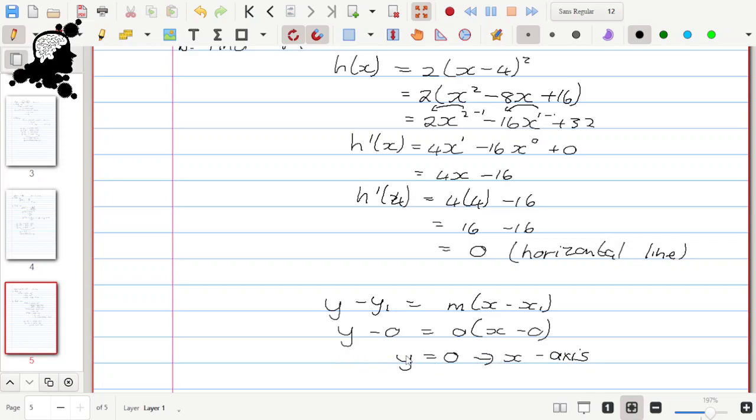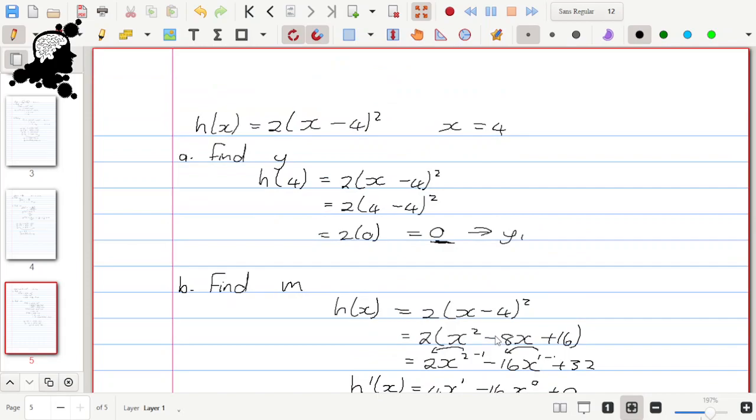Nevertheless, it is still a tangent because if you think about it, the graph that we're looking at here has a turning point of (4, 0). Since the turning point is on the x-axis, it therefore implies that the tangent will also be the x-axis at the specific point, the turning point.